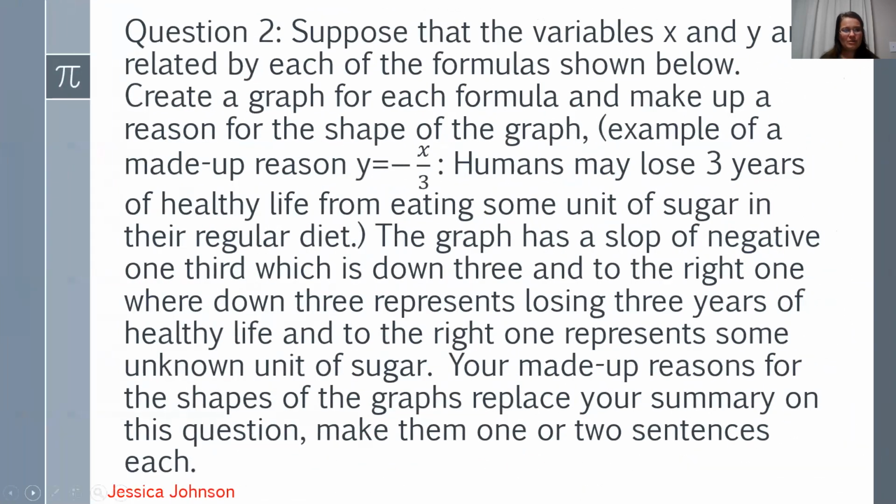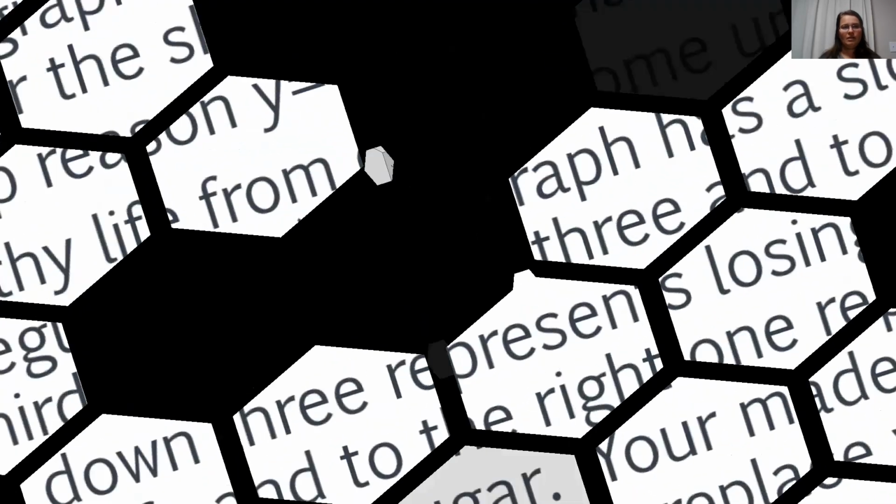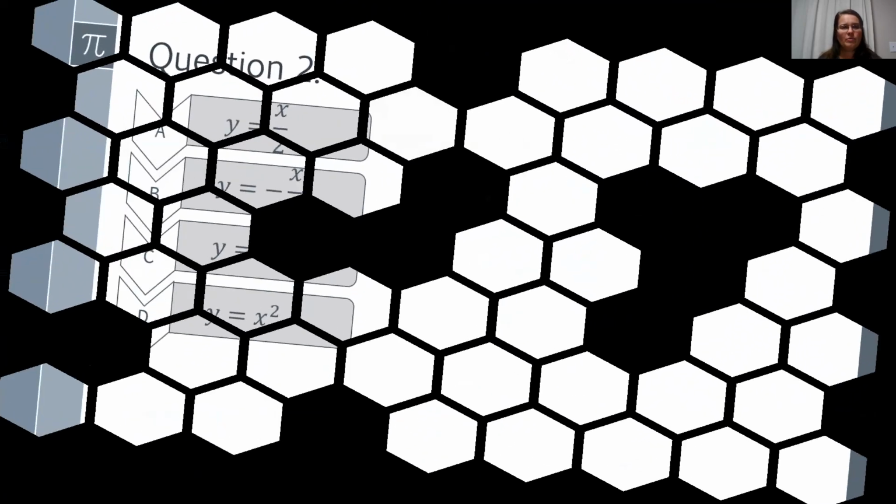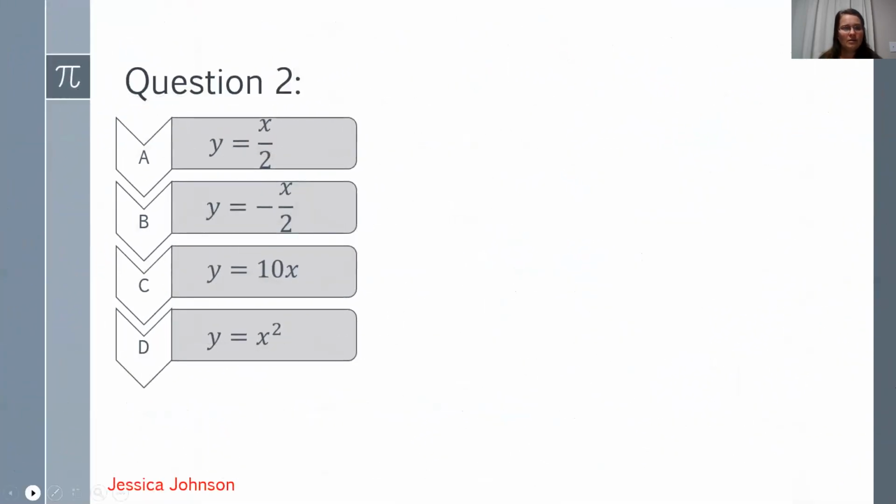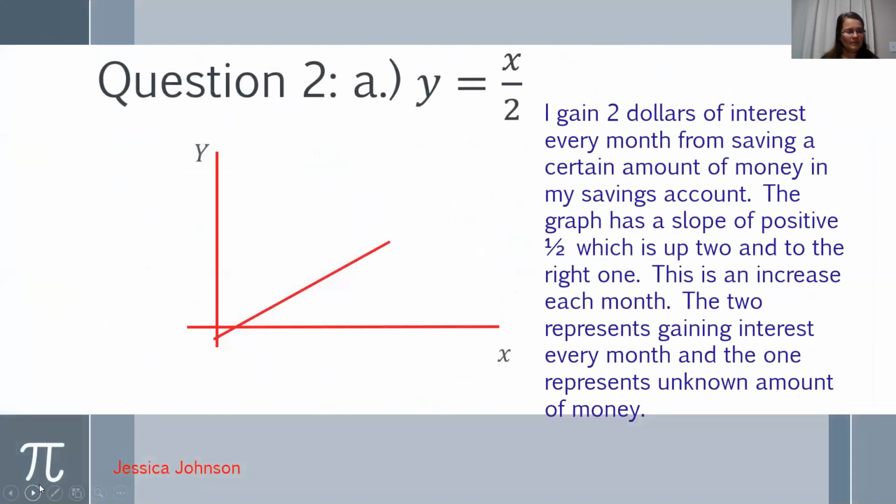Okay, question number 2. Suppose that the variables x and y are related by each of the formulas shown below. Create a graph for each formula and make up a reason for the shape of the graph. Here is a list of our variables that we're going to look at. We're going to look at them individually.